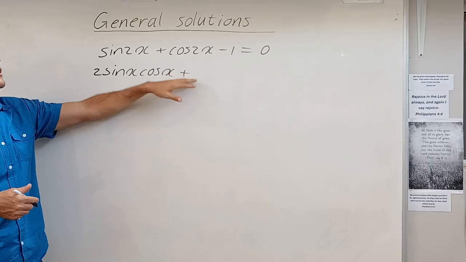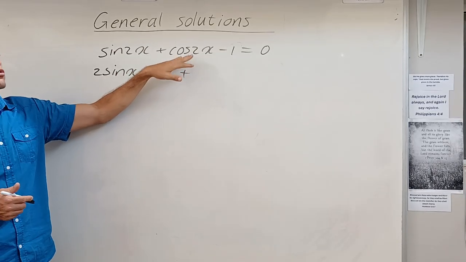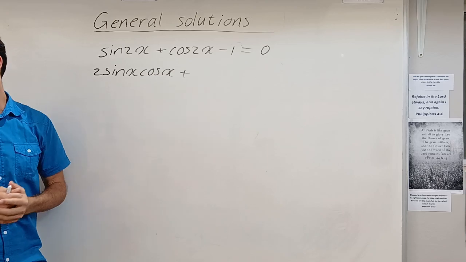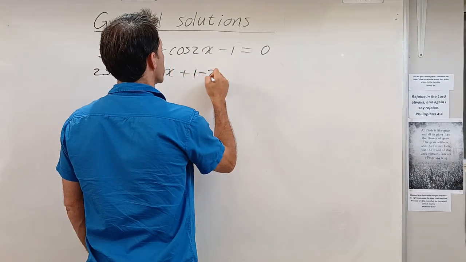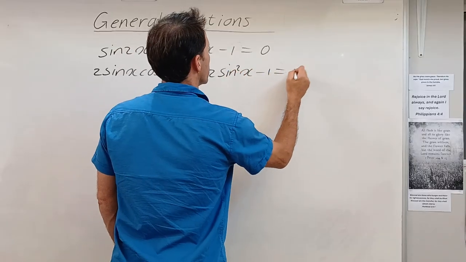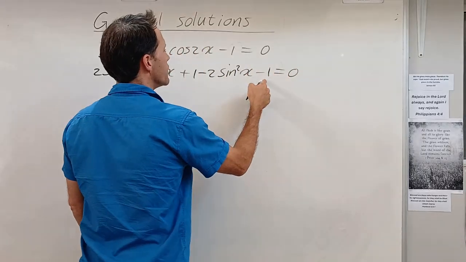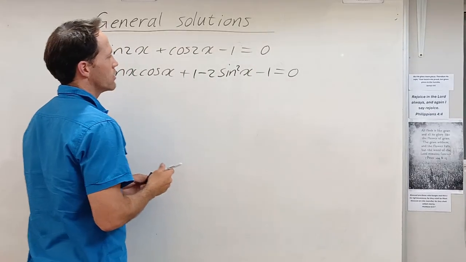There's a better way, and that is to use 1 minus 2 sine square. That's going to be the easiest way to solve this thing. Otherwise you're going to take detours to get there. So we're going to change the cos 2x to 1 minus 2 sine square x, and then we just put in the minus 1. Now the plus 1 and the minus 1 cancel out.